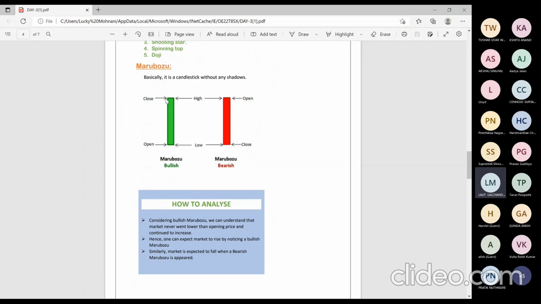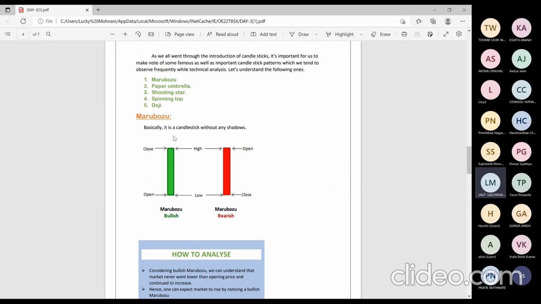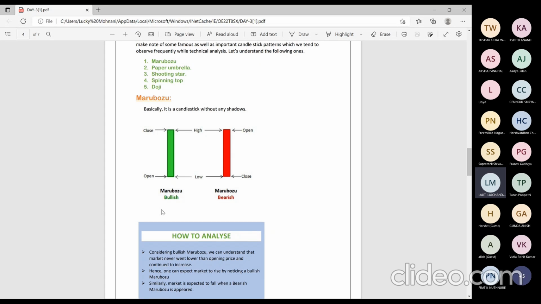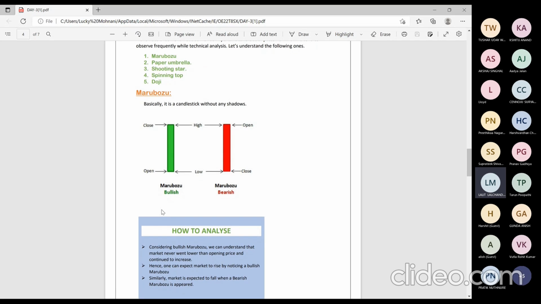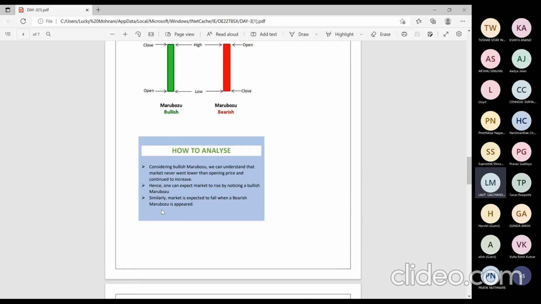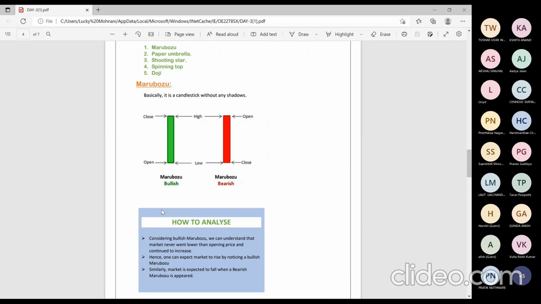So I will start. There are two types of Marubozu pattern: bullish and bearish. A bullish pattern occurs when the market opens and closes above the opening price, with very little shadow. Similarly, the bearish one occurs when the market closes at the low price.